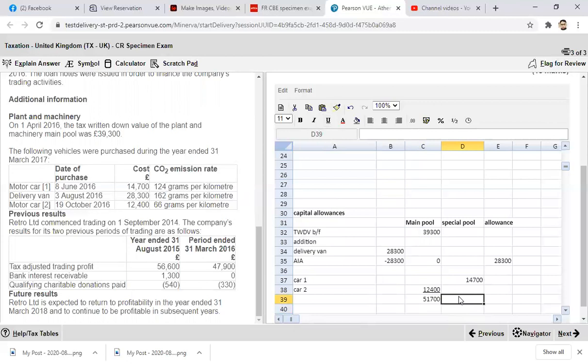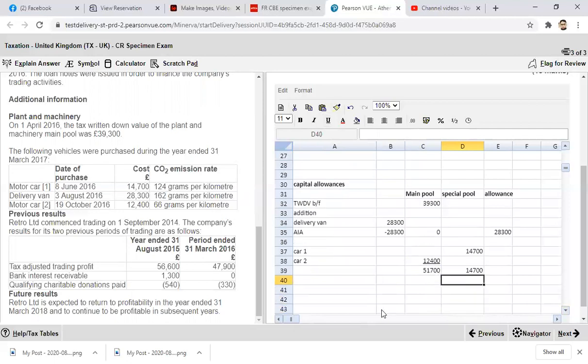And a special pool, you can just pull it here. And now we have, make it bold. Now we have WDA. How much? 18% for the main pool. So it is equal to this amount multiplied by 0.18. And for this, we have WDA of 6%.